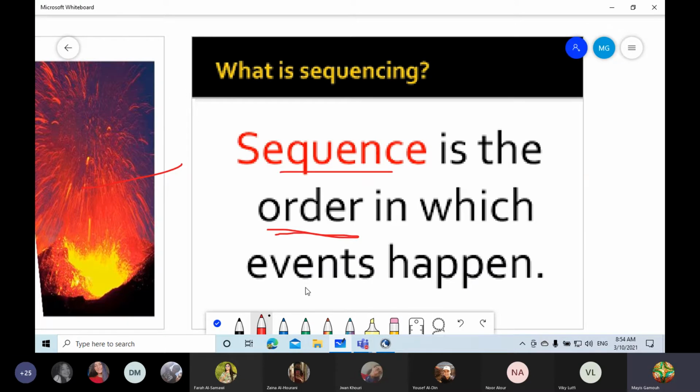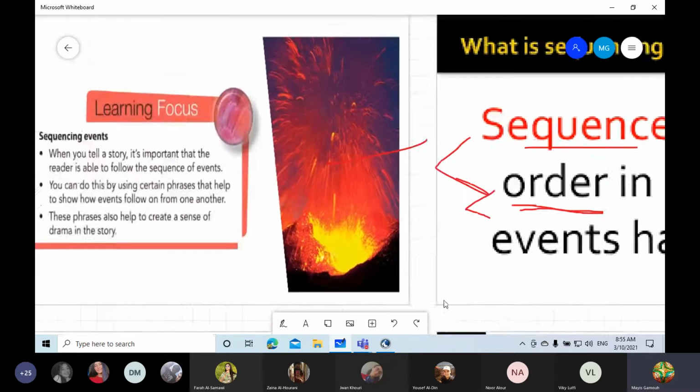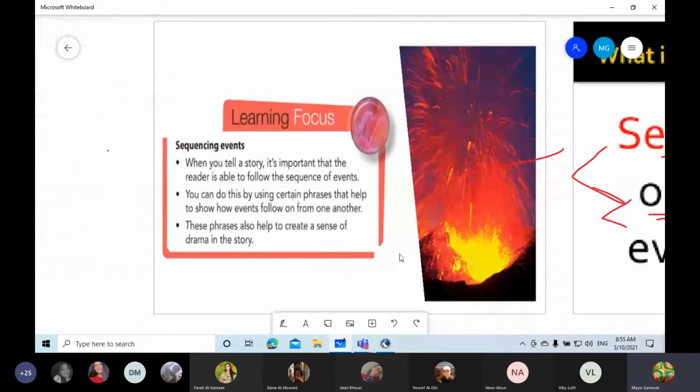So we have many events, many actions. I need to put them in order, to put them in sequence. So sequence is a synonym of order. To put them in sequence in order to have a good story. So let's go back and explain.